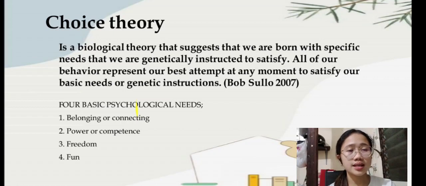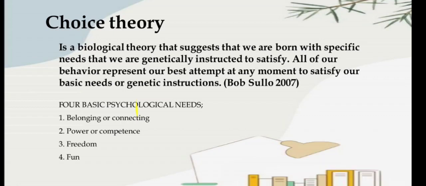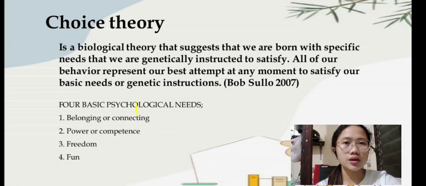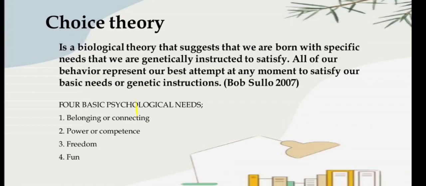So there are four basic psychological needs. First, belonging or connecting. The need for belonging or connecting motivates us to develop relationships and cooperate with others. Without the need for belonging and cooperating, we would only strive to be independent. Second, power or competence. The need for power is more than just a drive to dominate. Power is gained through competence, achievement, and mastery. Our genetic instruction is to achieve, master new skills, and to be recognized for our accomplishments.